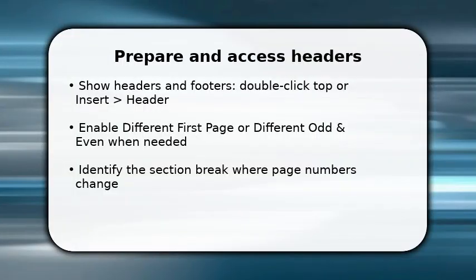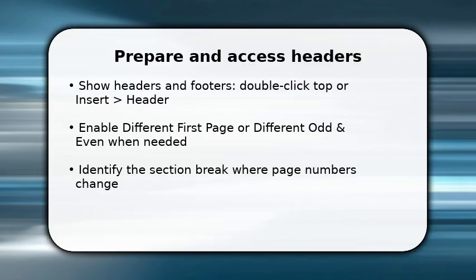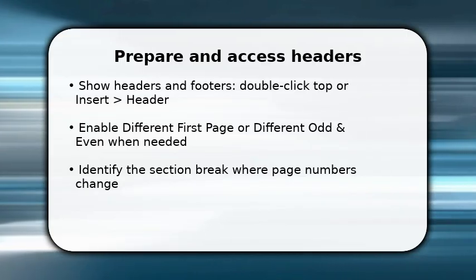You'll begin inside the document header so you can control numbering. Double-click the top of the page to open header and footer view. Once done, make sure you can see section breaks. If the first page or odd/even pages need different numbering, turn on different first page or different odd and even.